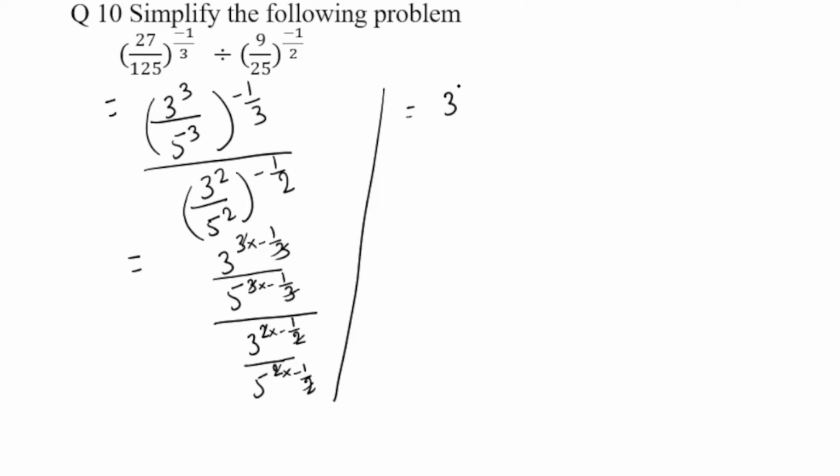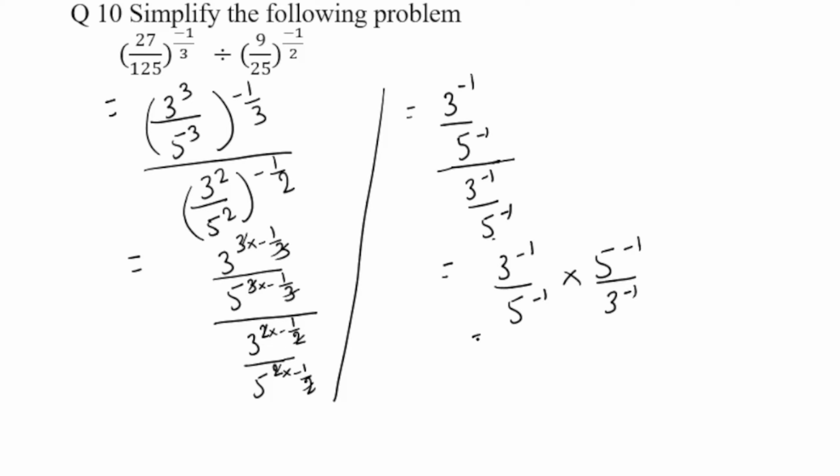3 to the power minus 1, 5 to the power minus 1, divided by 3 to the power minus 1, 5 to the power minus 1. Here you go, we have the same term in numerator and denominator. Or you can also write it like this, 3 to the power minus 1, 5 to the power minus 1. This 5 to the power minus 1 will go to the numerator. 5 to the power minus 1 by 3 to the power minus 1. Here you go. This one cancels, this one cancels. The answer is 1. If you have confusion in these steps, you can also do it like this.